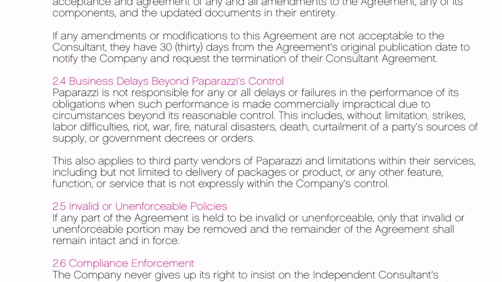So just know that Paparazzi is not responsible for any or all delays or failures in the performance of its obligations because it could be beyond its reasonable control. Now, this could include limitations, strikes, labor difficulties, any riots, war, fire, natural disasters, even death. This also applies to third-party vendors of Paparazzi, so that could be like the postal mailing service, not limited only to delivery of packages or products.